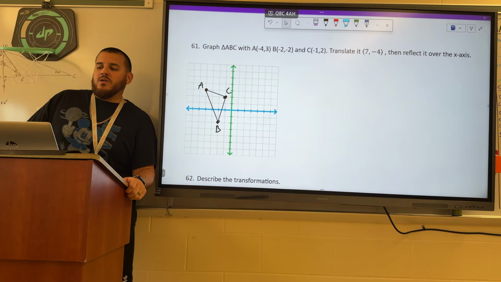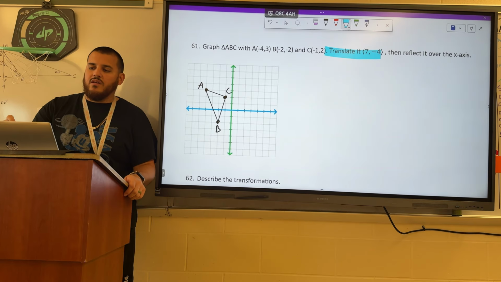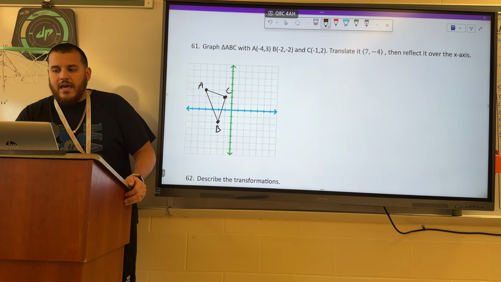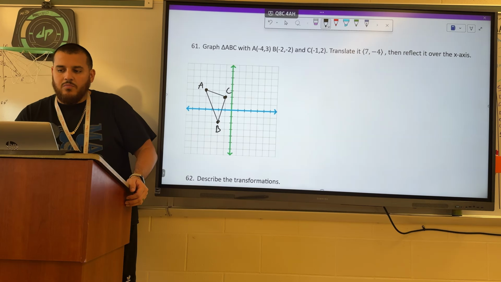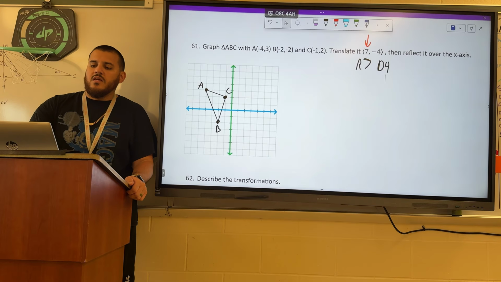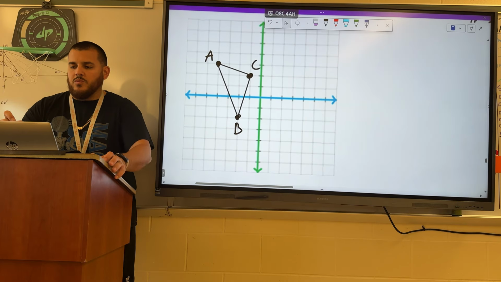In example 61, we have the composition of transformations to perform here. We have triangle ABC, our pre-image. We're first asked to translate with a vector of positive 7, negative 4. Remember, translations are slides, and the values here work like coordinates, like we're plotting a point. The first one is your x coordinate, and a positive 7 would mean going to the right 7. The second one's your y coordinate, a negative 4 would mean going down 4 on the y-axis. So we're going to start off by sliding 7 to the right, 4 down for each point on our pre-image.